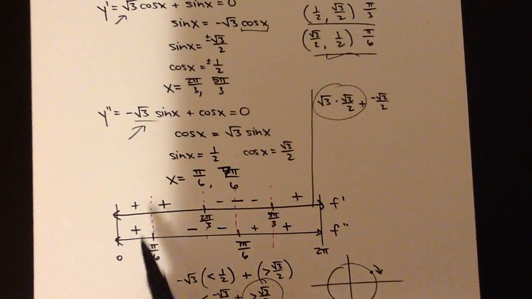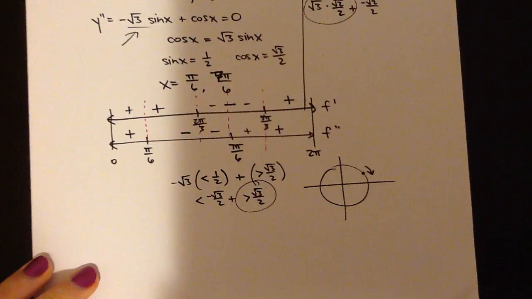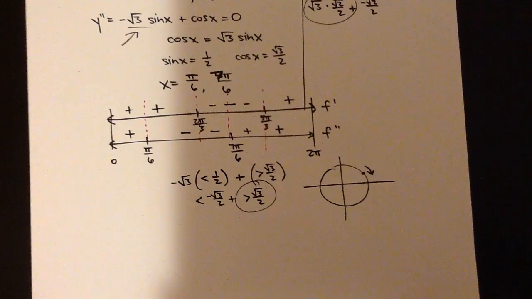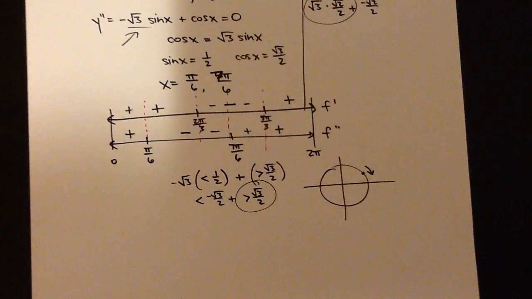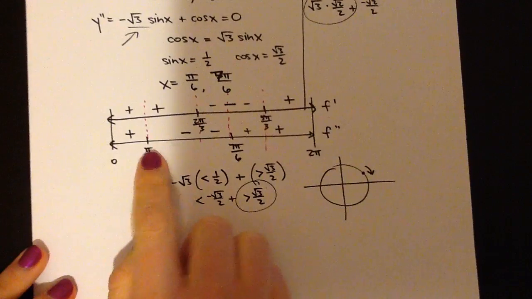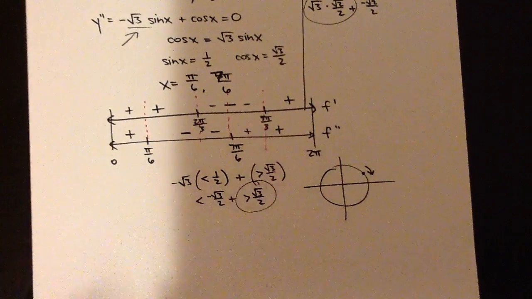Okay, so now we've got our 1, 2, 3, 4, 5 different intervals. So all sorts of different things can happen here. We're going to have all sorts of lovely values that we can work with. So we've got pi over 6, 2 pi over 3, 7 pi over 6, 5 pi over 3, and of course the endpoints of 0 and 2 pi.